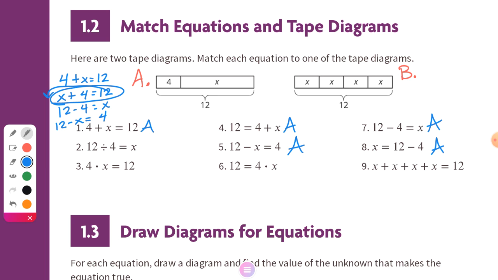But now, how could I get the subtraction problem from my model without writing the fact family out to the side? How can I figure out that one of my facts is 12 minus x equals 4? Alex? Just using the model. The 12 is the answer, my total. If I take away x, what's left? 4. So 12 minus x is 4. If I have 12 minus 4, the only thing left would be x.